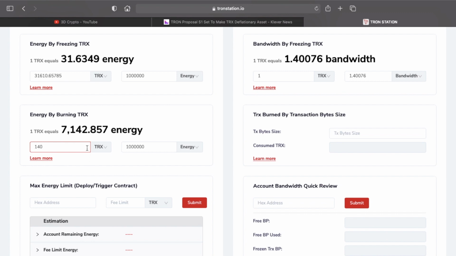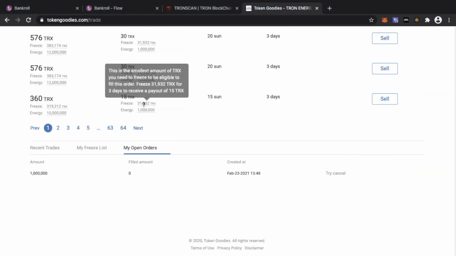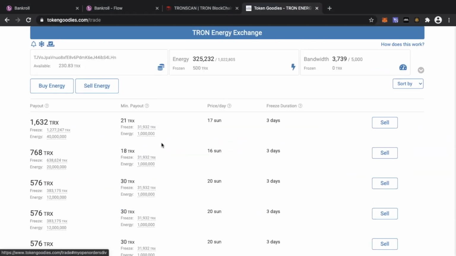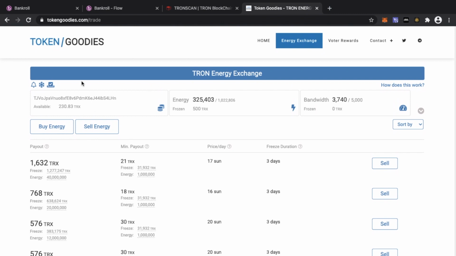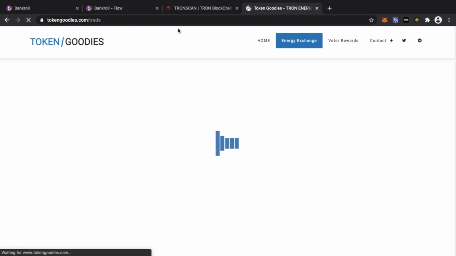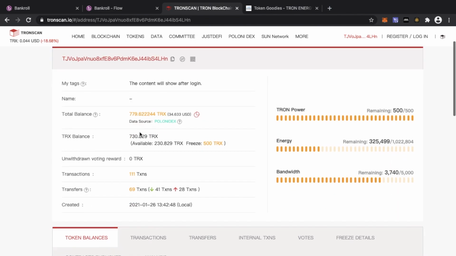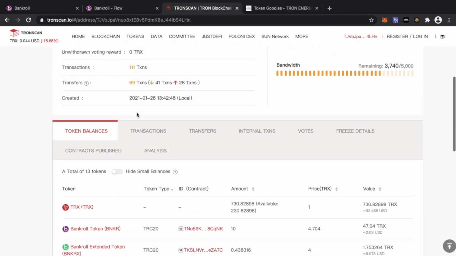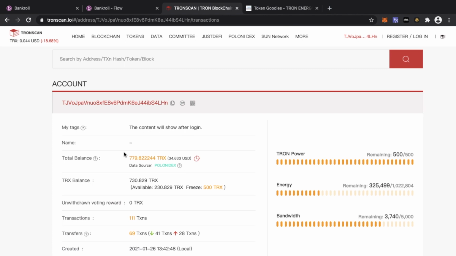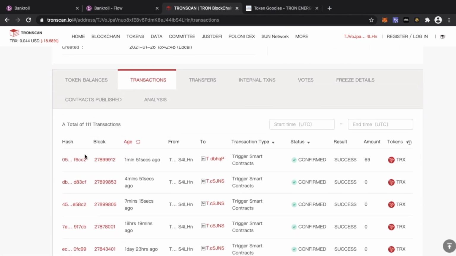would burn roughly 140 Tron. So let's say there was a transaction that cost 1 million energy on the Tron blockchain. It will cost you 140 Tron in burnt TRX, and that's TRX that you will lose forever. So this makes more sense to rent from token goodies. What it would cost you 140 Tron, you can get it for 40 Tron for 3 days. So that's a one-time cost. A one-time million energy transaction will cost you 140 Tron.